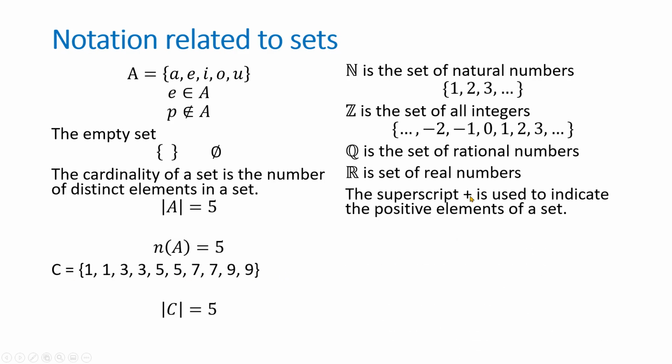The superscript plus is used to indicate the positive elements of a set. And so, for example, Z with the superscript plus, that is the set of all positive integers. And remember that 0 is neither positive nor negative. And likewise, a superscript minus, that represents the negative numbers. So R with the superscript minus stands for the set of all negative real numbers. And again, 0 is neither positive nor negative.